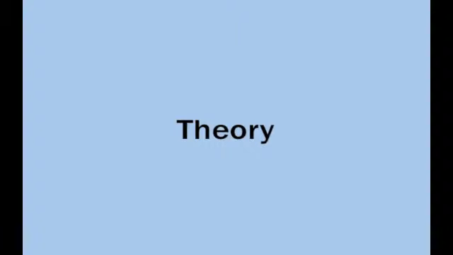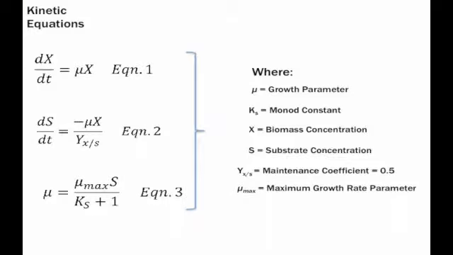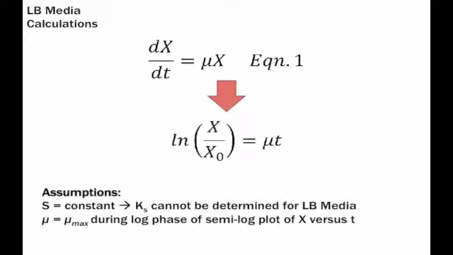In this study, the optical bacterial density will be measured over time, which will be used to solve for the biomass concentration. The kinetic parameters mu max and Ks will be solved for using equations 1, 2, and 3. For the LB media calculations, equation 1 can be simplified to the resulting equation shown. X and X naught are obtained by the measured optical density of bacteria.